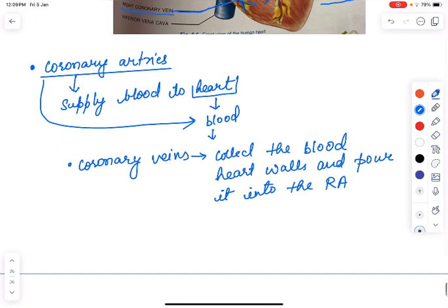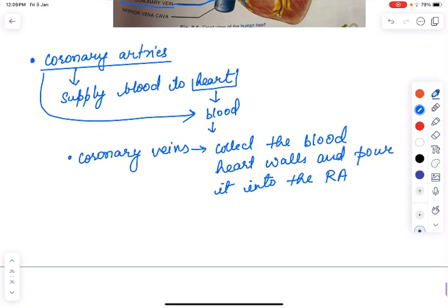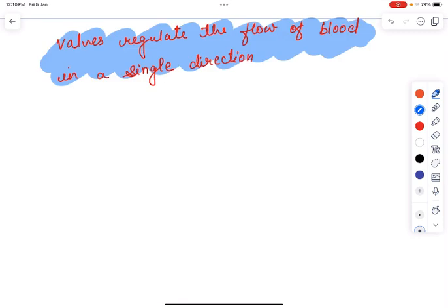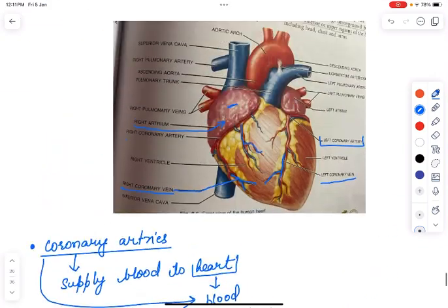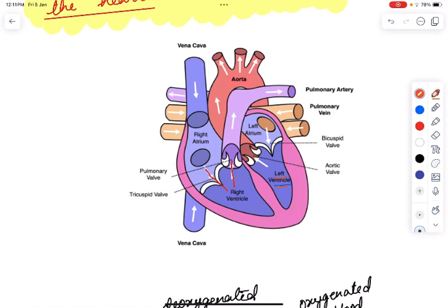Now next we will see valves regulate the flow of blood in a single direction. So how many valves are present in the heart? There are 4 valves in the heart. Now what is a valve? A valve is like a flap which opens and closes during the flow of the blood from atrium to ventricles. So what are they? First we'll see in the diagram. So there are 4 valves.